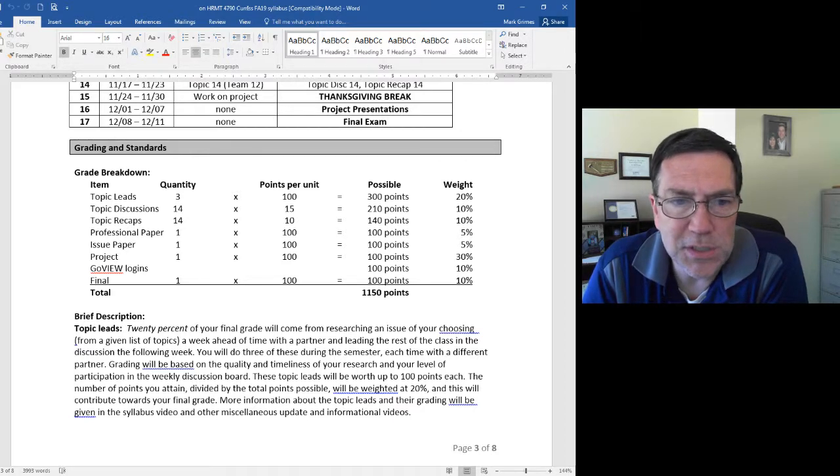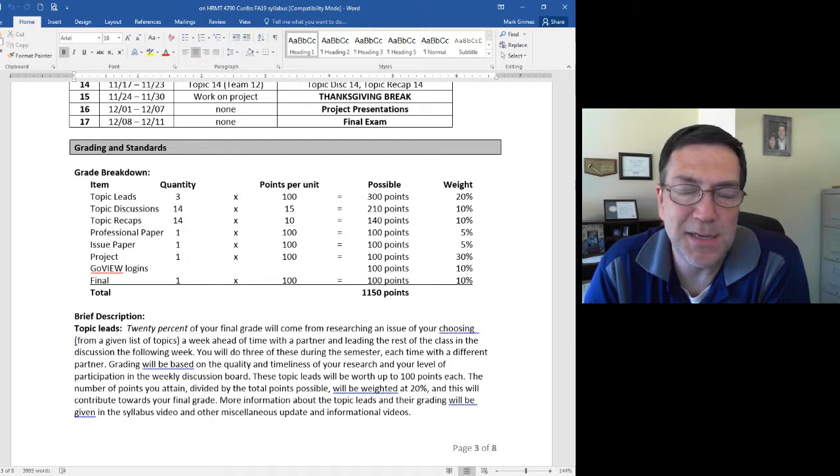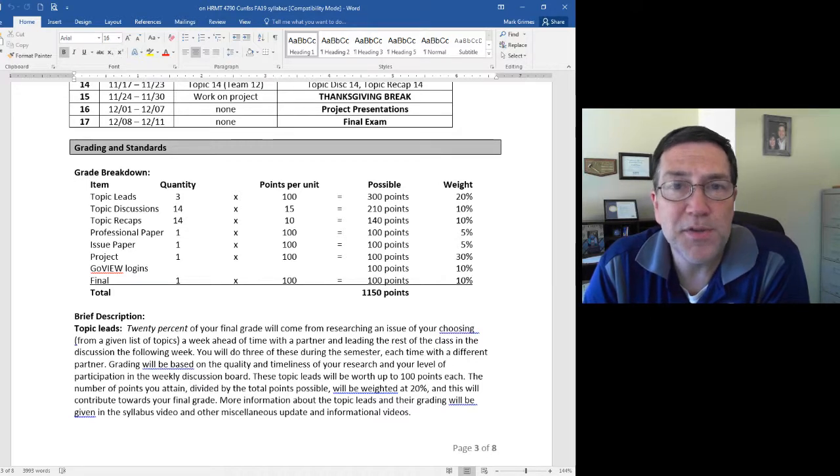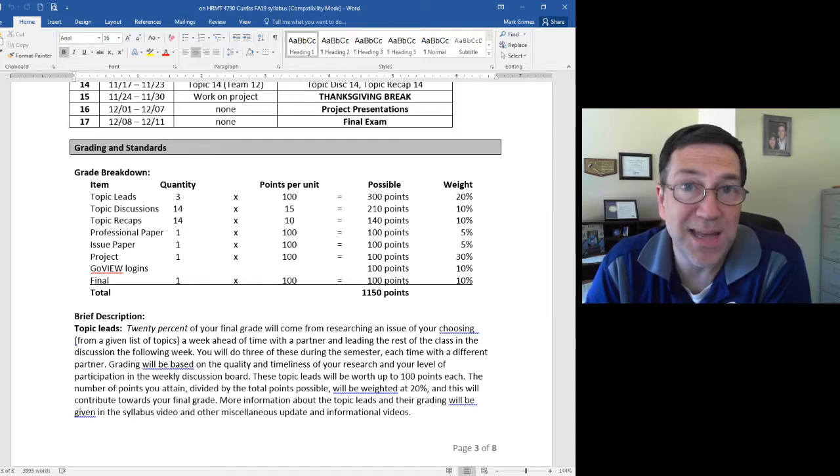especially when it comes to discussions and recaps, because they're not 100-point assignments, they're 15 and 10-point assignments. If you get a 13 out of 15, it will probably show up in your grade book as like an 87. Don't immediately say, oh, an 87, oh, how horrible. It's not a 100-point assignment. It has to translate that into a 100-point equivalency, but ignore the equivalency. Look at it as a 13 out of 15.